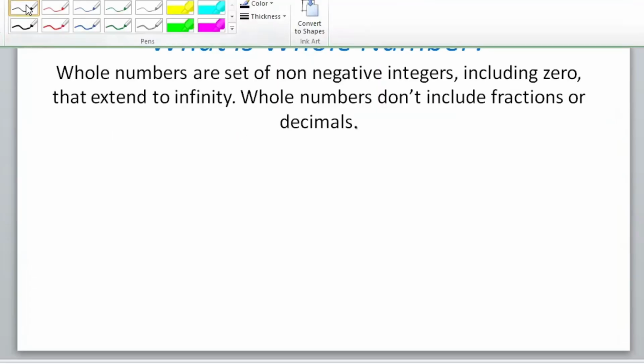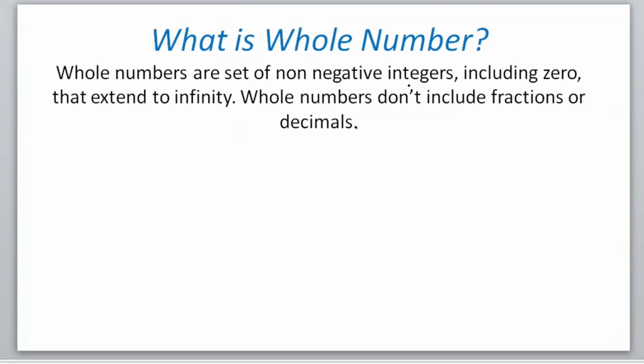Whole numbers are a set of non-negative integers. Okay, what are whole numbers? Whole numbers are a set of non-negative integers including 0 that extend to infinity. What does it mean? It means any set of numbers that start with 0 and go till infinity. Infinity means there is no limit of anything. So any set of numbers that start with 0 and go till infinity are called whole numbers. But there are certain conditions for a number to be a whole number.